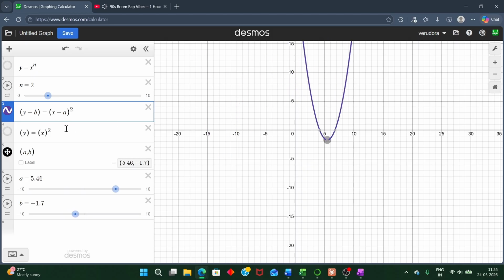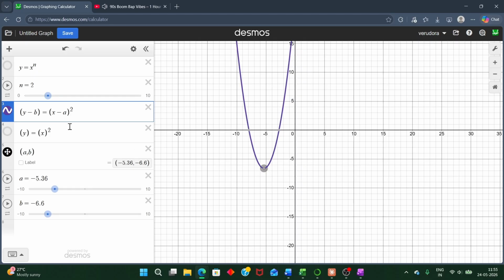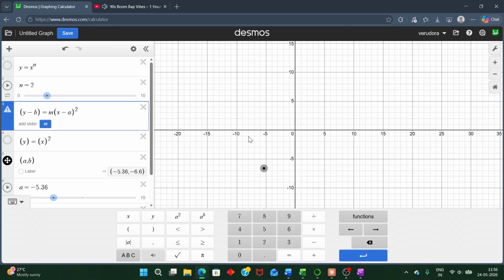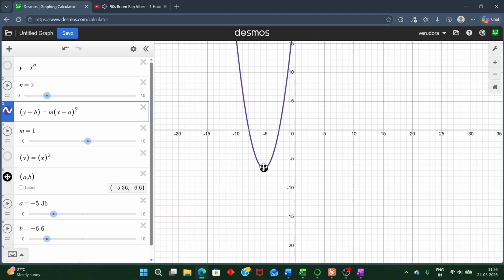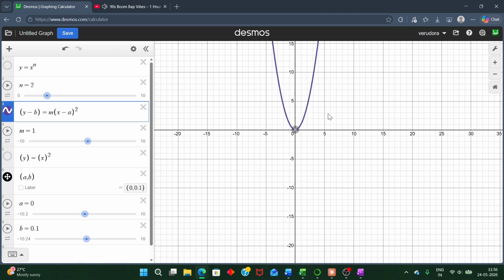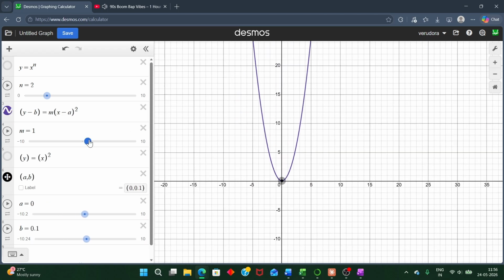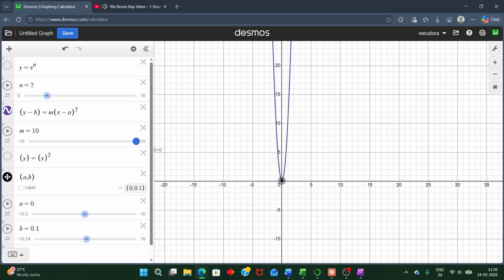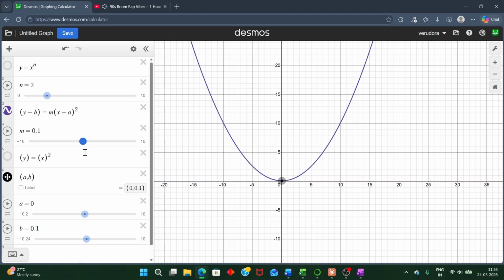And with only these two coordinates, you can get most of the quadratic equations. But if you wanted to change the width of the parabola, you could modify this parameter m. Any positive value of m shrinks the parabola, while negative values of course invert the parabola, and values very close to 0 make it extremely broad.